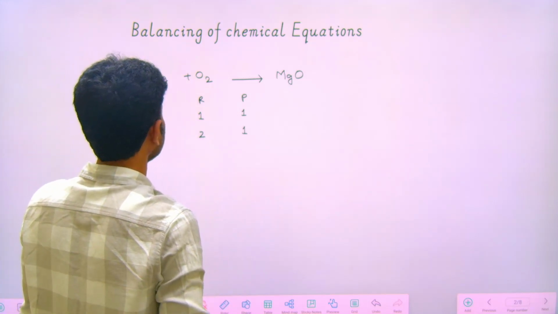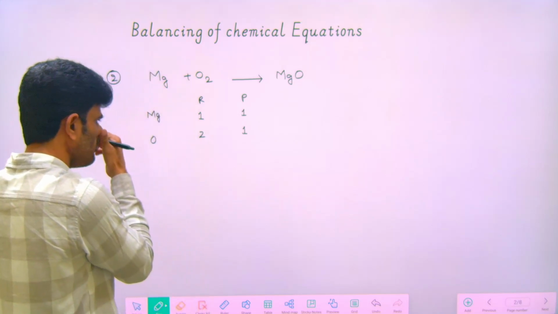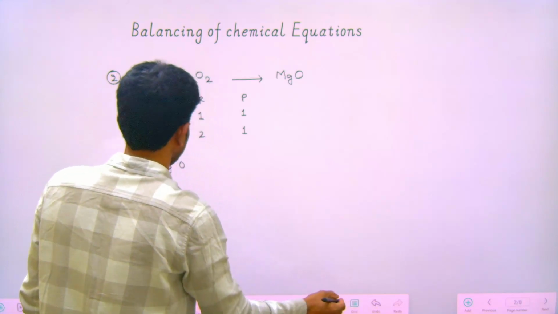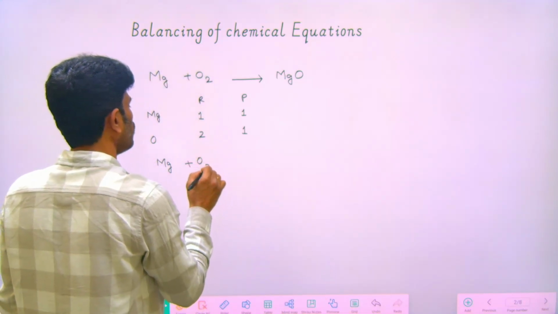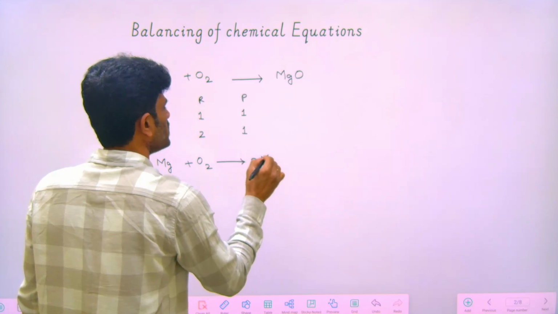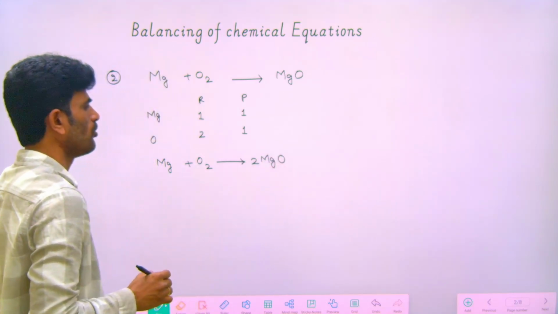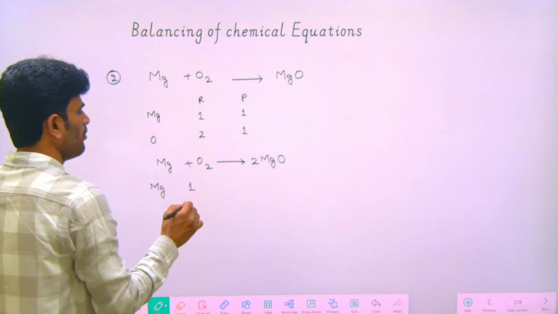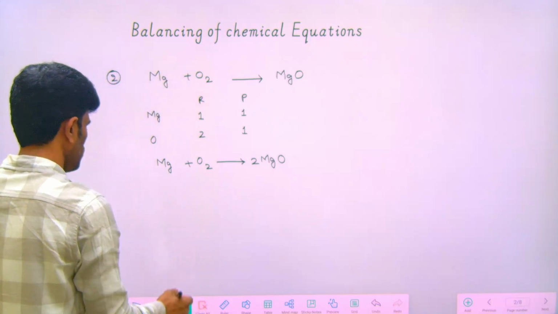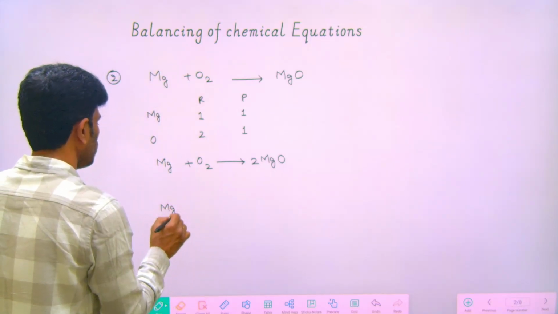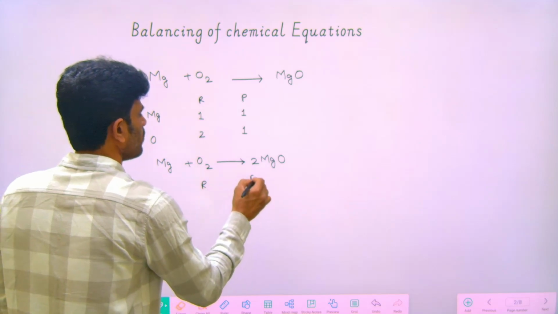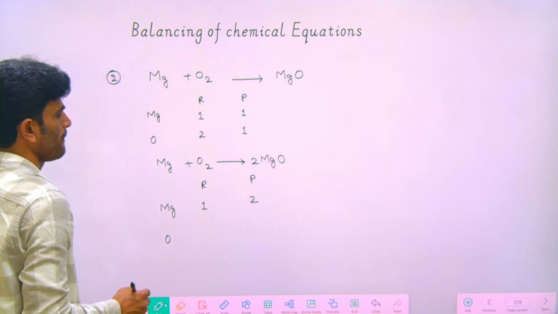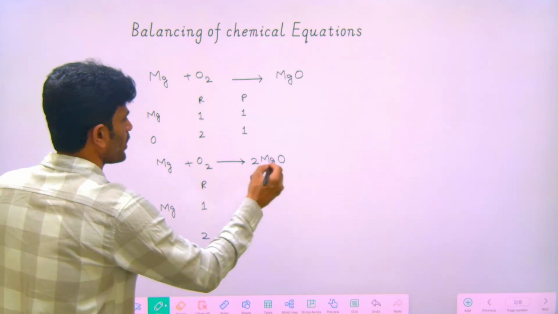So what we have to balance? Oxygens we have to balance. So for that, what we need to do? Mg plus O2 gives rise to, we have to write 2MgO. So what happens? Magnesium reactant side 1 only, but product side 2. Oxygen reactant side 2, product side also 2.